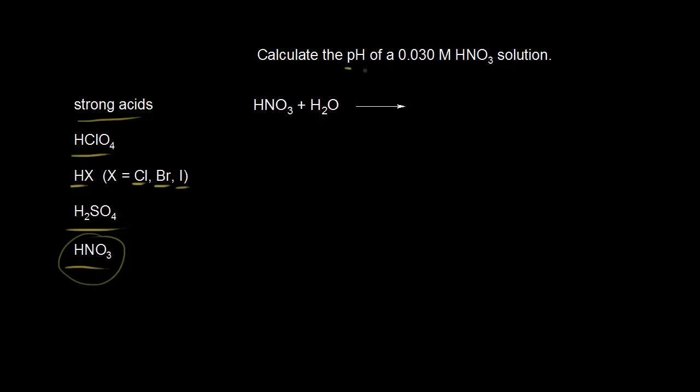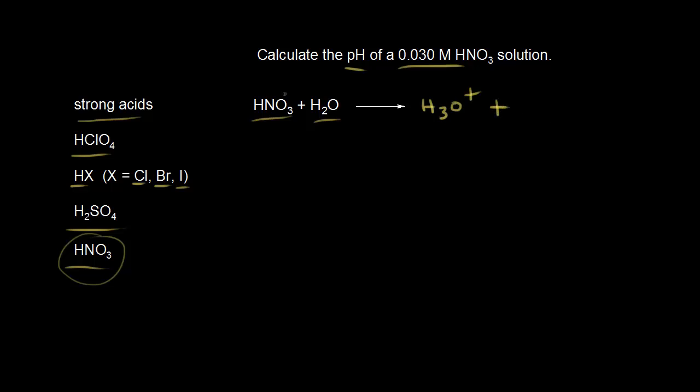So calculate the pH of a 0.030 molar solution of nitric acid. Well, nitric acid is a strong acid, which means it ionizes 100% in solution. So if we have HNO3 and H2O here, the nitric acid is going to donate a proton to water, and if water accepts a proton, water turns into H3O+, the hydronium ion.